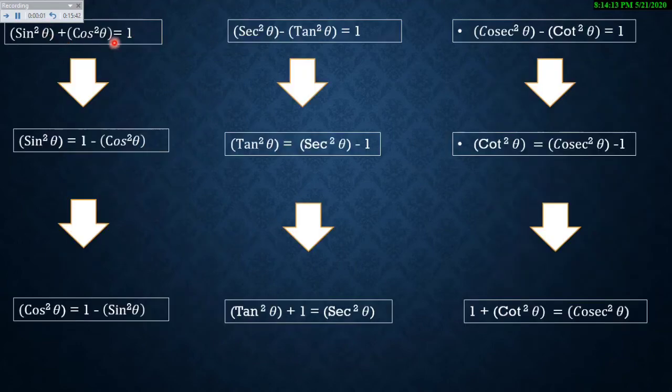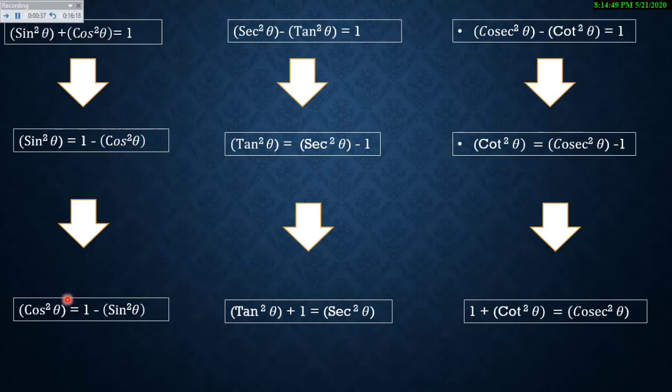So now we can write these 3 identities in different ways. The first identity is sin square theta plus cos square theta equals 1. So we can write sin square theta equals 1 minus cos square theta. What we are doing here is sending this cos square theta to the RHS. Here it has a positive sign; if we send it to the RHS, it gets a negative sign. So sin square theta is 1 minus cos square theta.